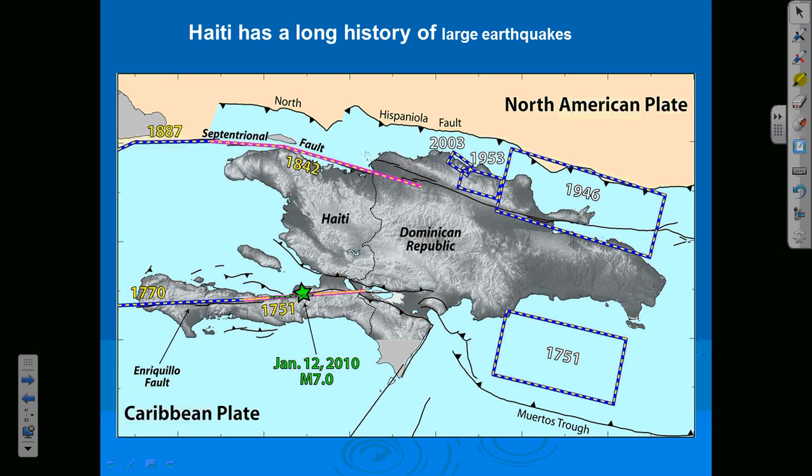And we have a long history of earthquakes in this area because, as you probably know, Haiti was colonized by the French, the Dominican Republic was colonized by the Spanish. So 1751, Port-au-Prince was destroyed. You can see all these big earthquakes along different parts of the fault system.